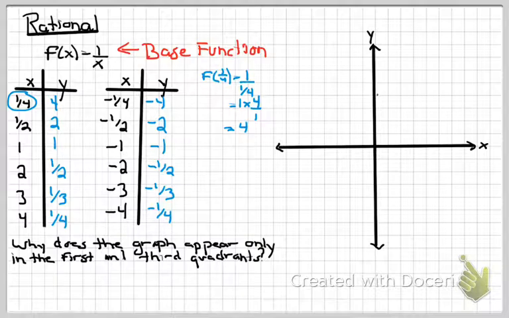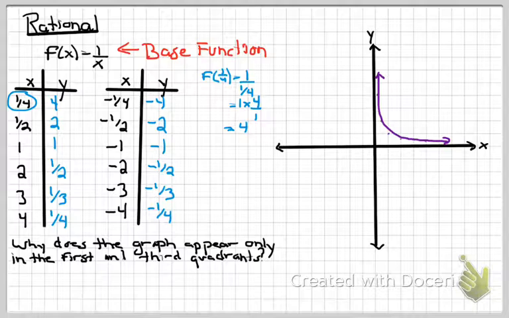When we have a half, we have 2, so over a half, up 2. Then 1, 1, then 2, a half, 3, 1/3, so the values are getting smaller, and then 4, 1/4. You notice the values are going to get really, really close to our x-axis. So now we can connect those on that side. They're going to get close, but they're never going to actually touch.